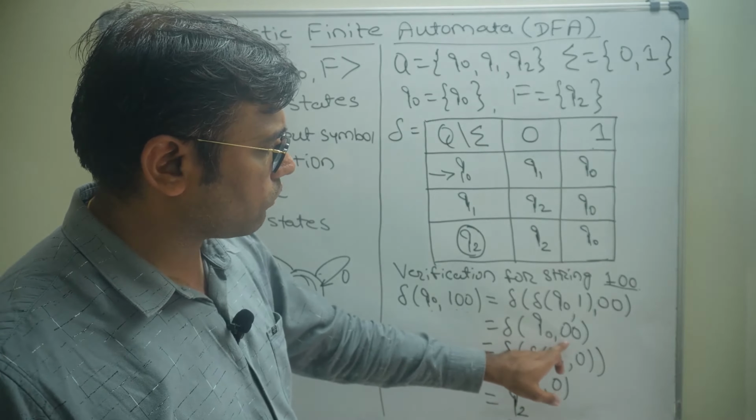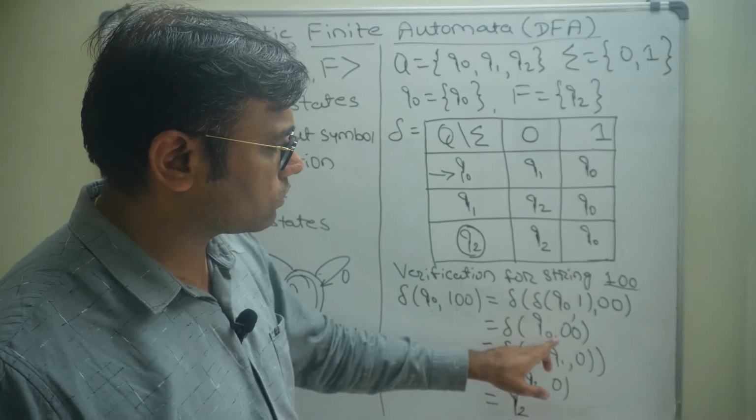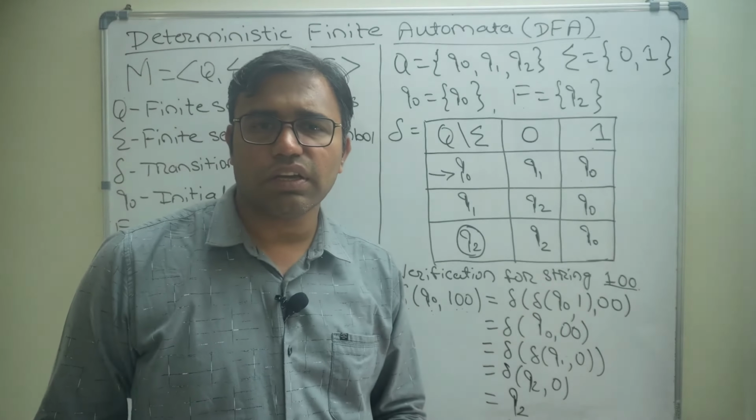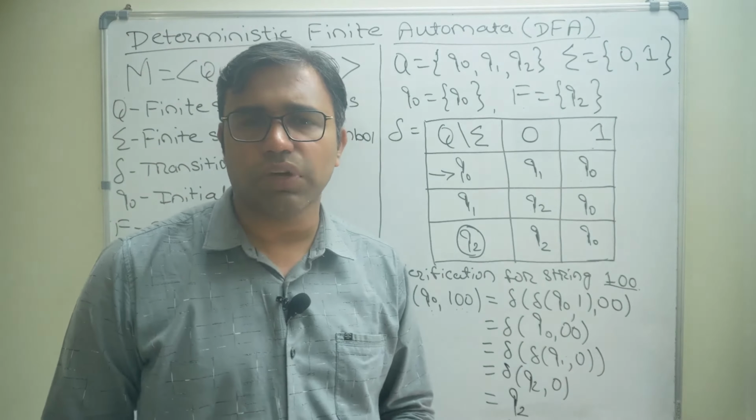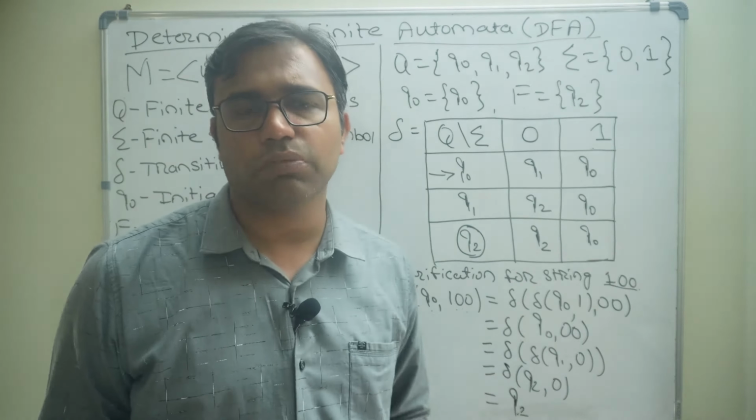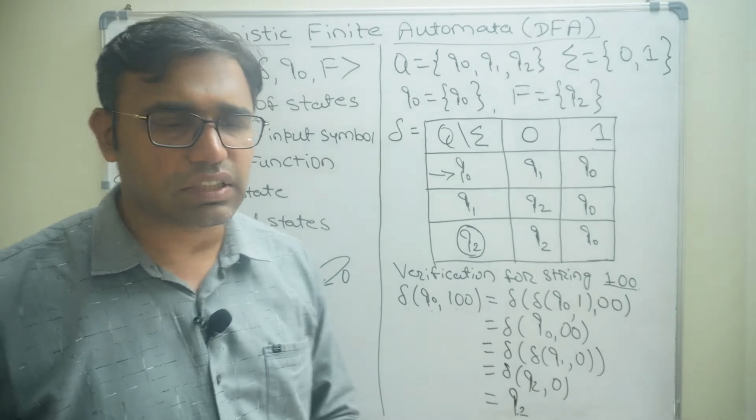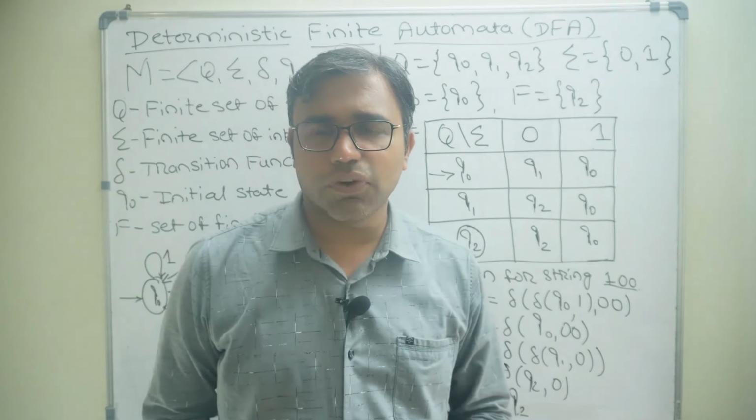Then del of Q0 comma 0. I told you DFA processes only one symbol at a time, so it will take only 0. Q0 on 0 is Q1. Now Q1 on 0 is Q2, and Q2 on 0 is Q2. So now you can say that the string is accepted by the deterministic finite automaton. The reason is you reach a final state and there is no more symbol remaining, hence the string is accepted.